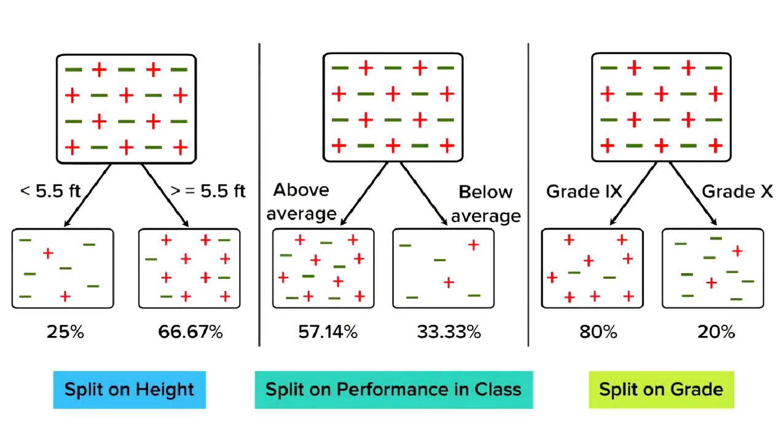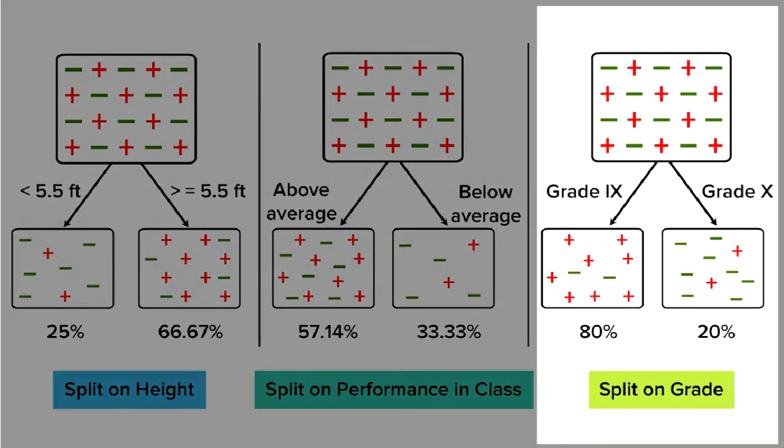If you look at the split on grade here, it has 80% of students play cricket, which is more than any of the other two splits, which are 67% and 57% respectively. So we can say that the split on grade is better in terms of separating players from non-players.